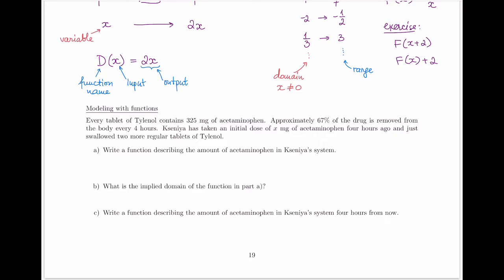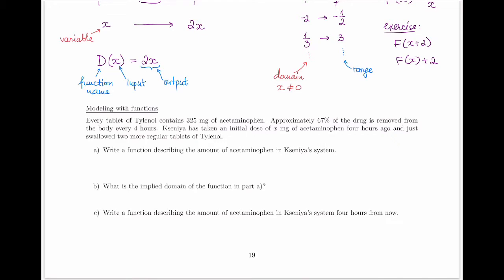Every tablet of Tylenol contains 325 milligrams of acetaminophen. I hope I'm pronouncing that correctly. Approximately 67% of the drug is removed from the body every 4 hours. Ksenia, that's me, has taken an initial dose of x milligrams 4 hours ago and had just swallowed 2 more regular tablets of Tylenol. Okay, so 4 hours ago, I took x milligrams of it, and we know that 67% of the drug is removed from the body during the 4 hours.